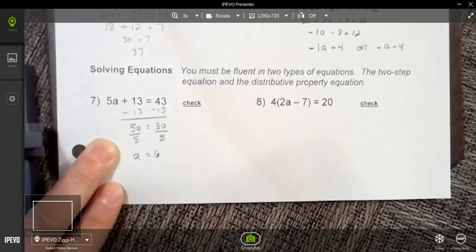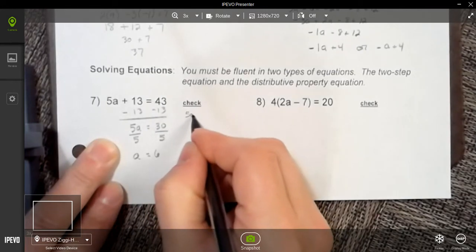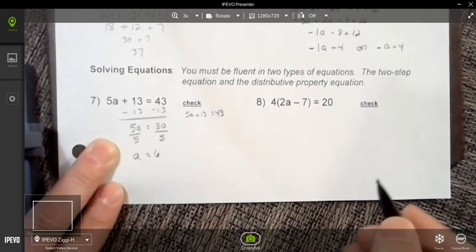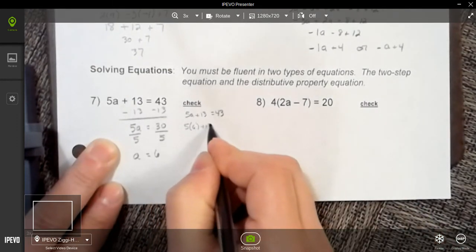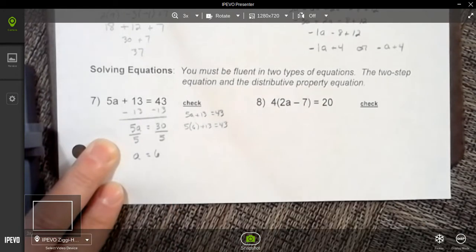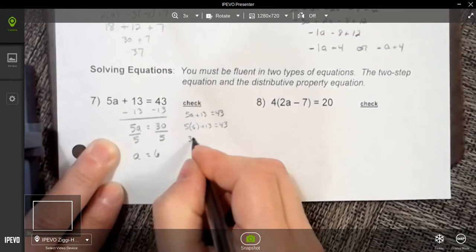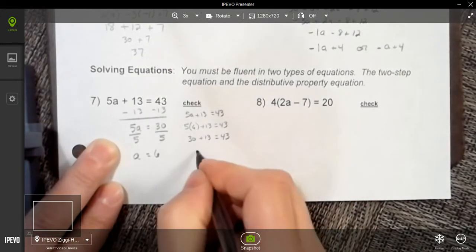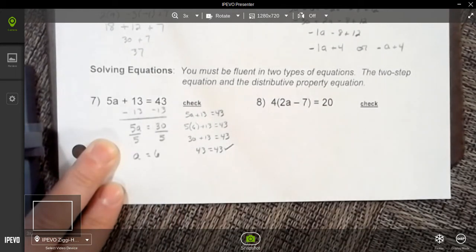I'm going to go ahead and do my check just to make sure that I've done everything correct. Remember to rewrite the original problem first. 5a plus 13 equals 43. Substitute in the value of your variable. We think a is 6, so we'll have 5 times 6 plus 13 equals 43. And now use your order of operations. We multiply the 5 times 6 first, 30, and now add 13. And when we add 30 plus 13, we're going to have 43, and I can see that the two sides are equal, so I know that my check has worked.